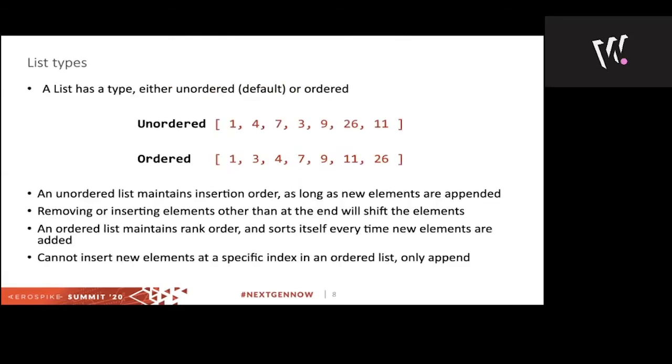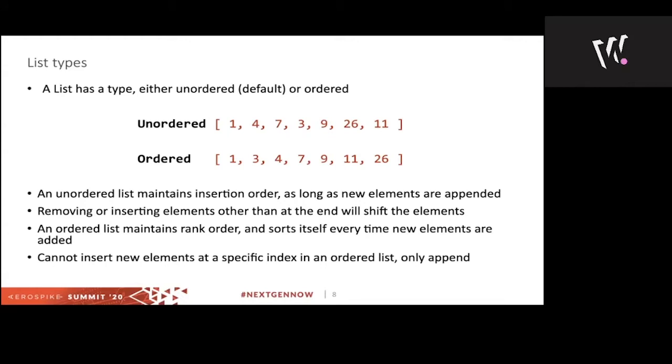We have the ability to set a type on the list, and it can be either unordered, which is the default, or ordered. And this is what it would look like on the server side if we changed from unordered to ordered. An unordered list maintains insertion order. As long as new elements are appended, all the other elements stay as they were. So it's a very cheap, big O of 1 operation to add an element either to the beginning or the end, but especially at the end. Removing and inserting elements other than at the end will shift the elements. Okay, that's clear so far.